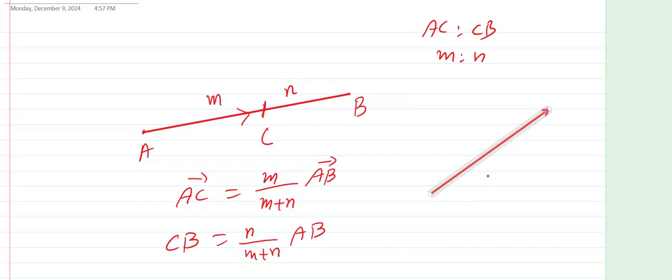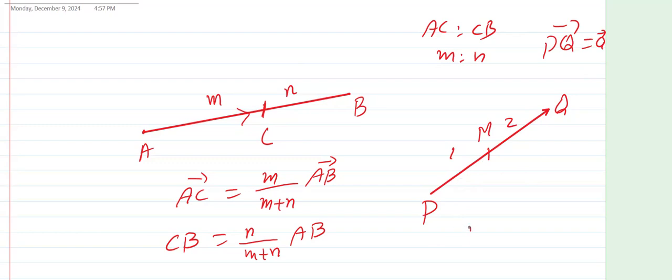Let's say you have this vector, the PQ vector. And let's say there is a point M, and it divides it in a 1 to 2 ratio. And let's say the vector PQ is equal to A. Now you want PM.